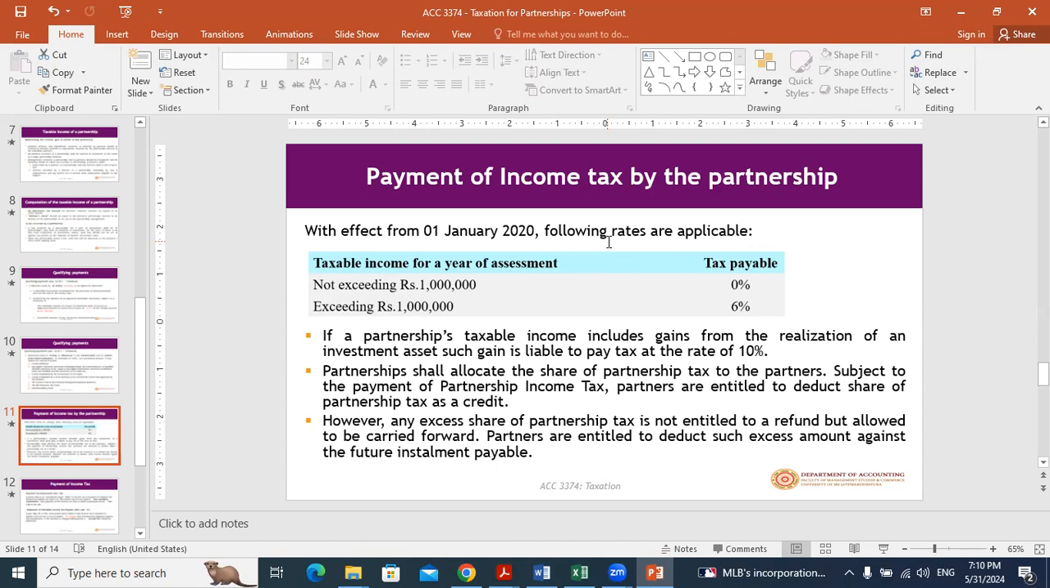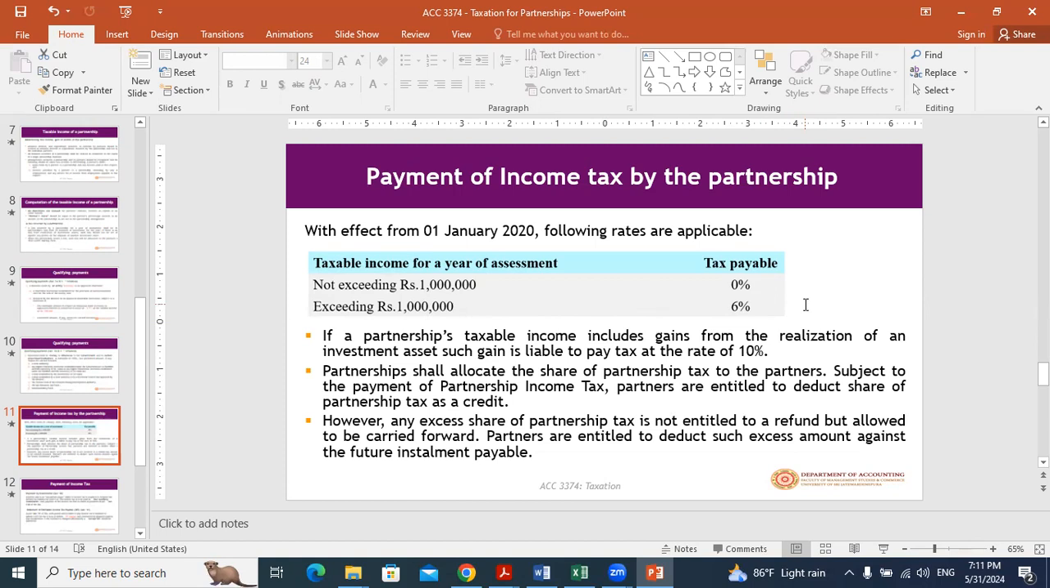The partnership shall allocate the share of partnership tax to the partners. This tax paid, the tax liability will be allocated to the partners. We'll be explaining this in detail while we are discussing some today. Subject to the payment of partnership income tax, partners are entitled to deduct their share of partnership tax as a credit. For example, let's say there are two partners called A and B. Their profit sharing ratio is 1:1.